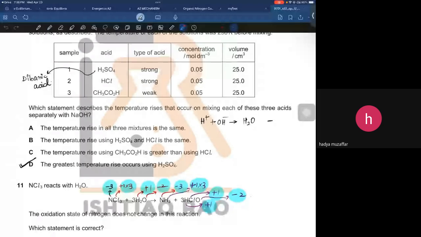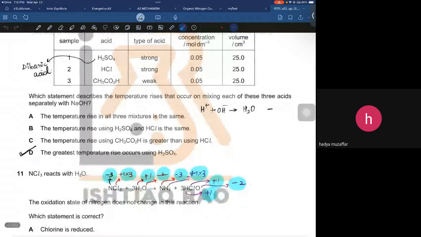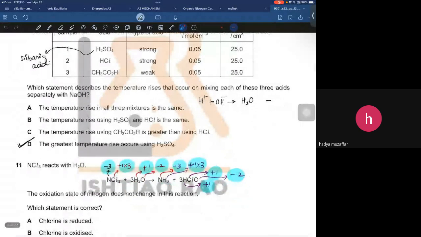Okay. So option A is incorrect because they are saying the temperature rise in all the three mixtures is the same. It's incorrect. And then B says temperature rise using sulfuric acid and HCl is the same. No, how is that possible?